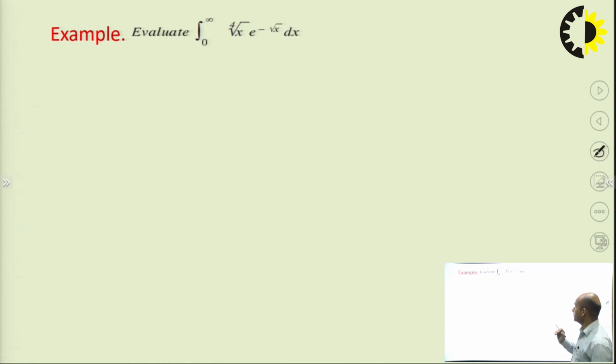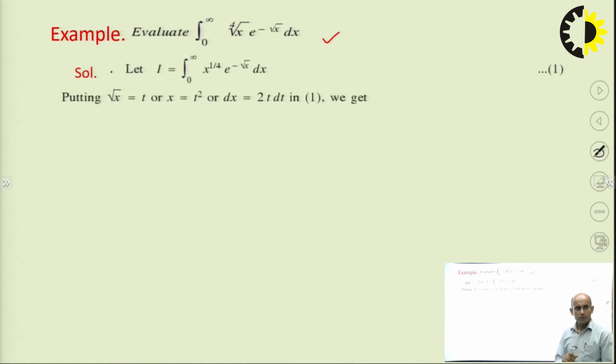We have an integration here that we have to evaluate, which is 0 to infinity of the 4th root of x times e raised to minus root x dx. First we have to convert this integration into the form of the gamma function. So we assume this root x, which is in the power of the exponential function, as t or any other variable. Then x will be t squared, and differentiating, dx equals 2t dt.